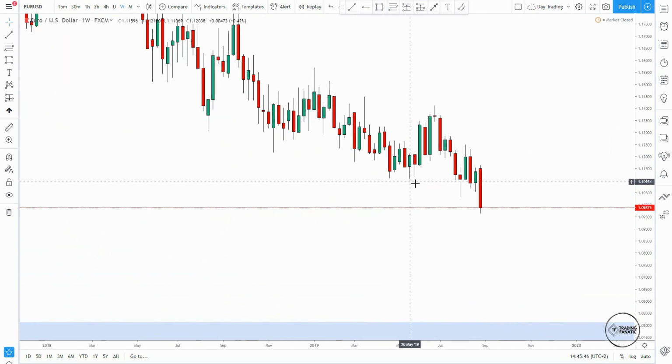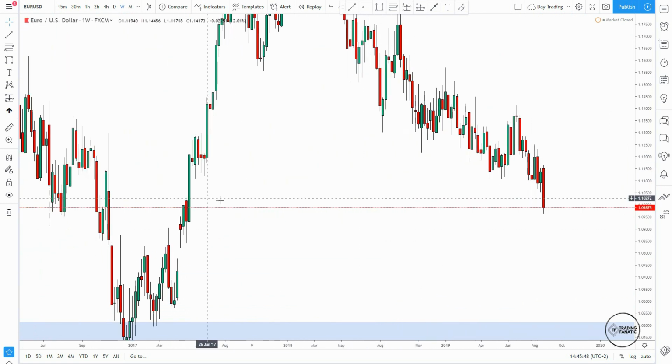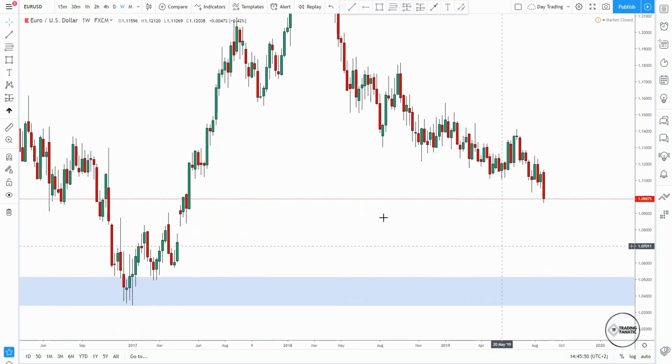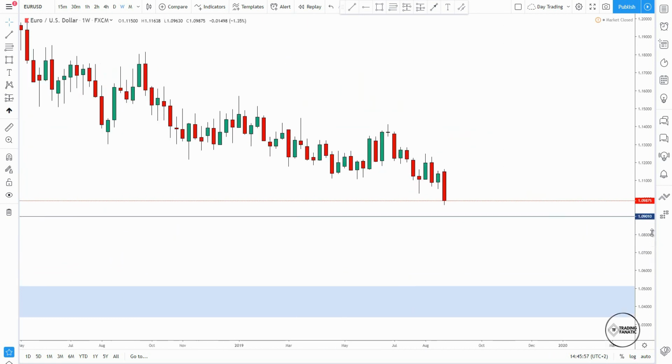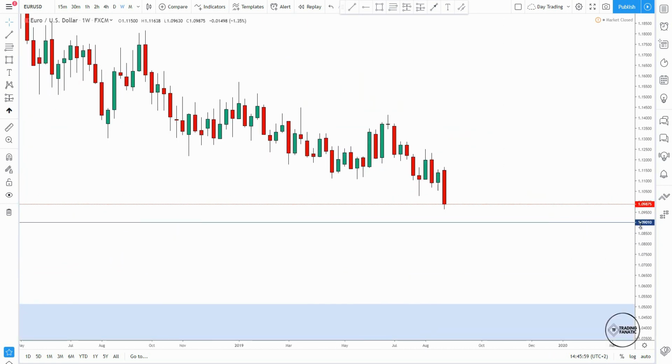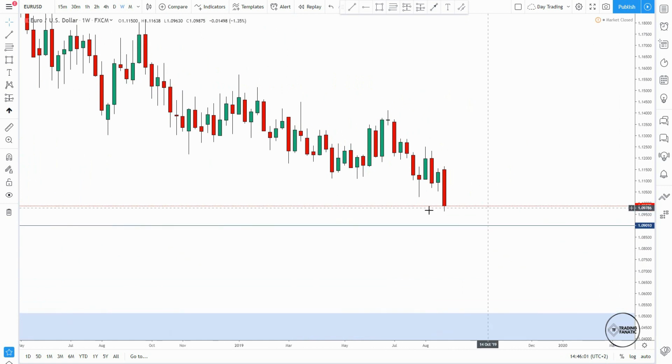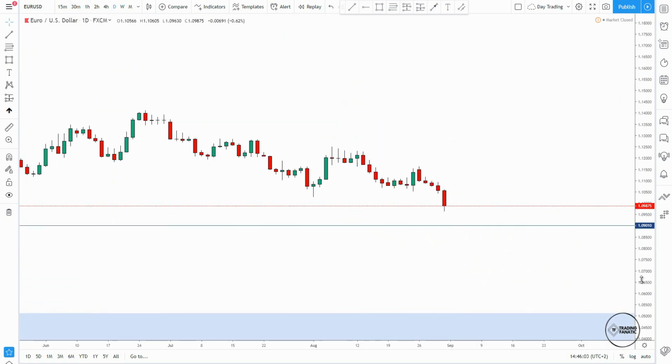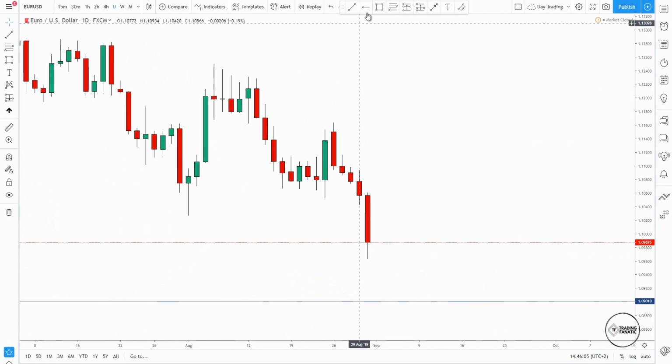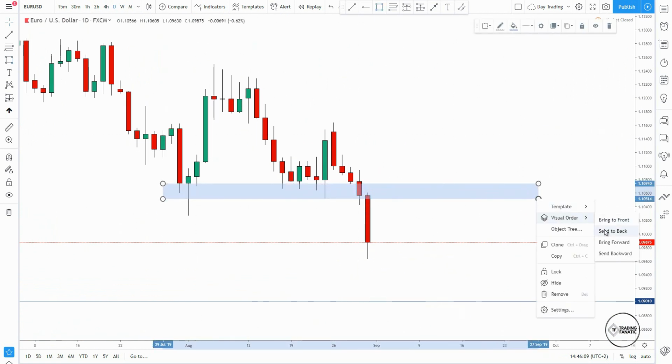But right now we have broken below structure. We're kind of not having any levels here on the left. Maybe I will be just watching for key psychological numbers like 1.09, which is 87 pips away from now. So daily time frame, as I told you, break of structure. We had this zone here, which got broken.